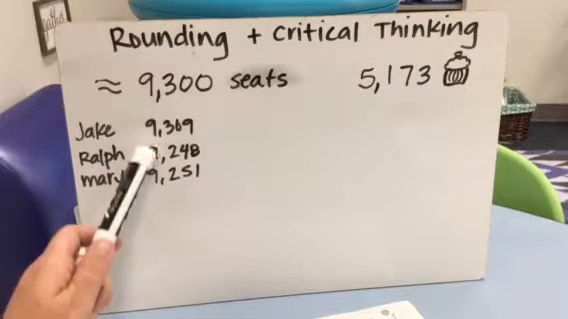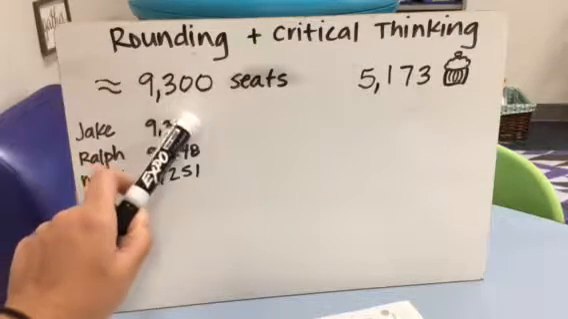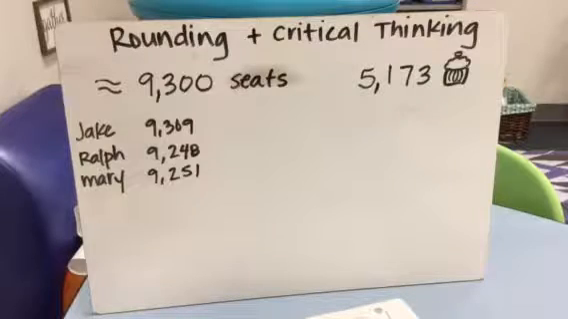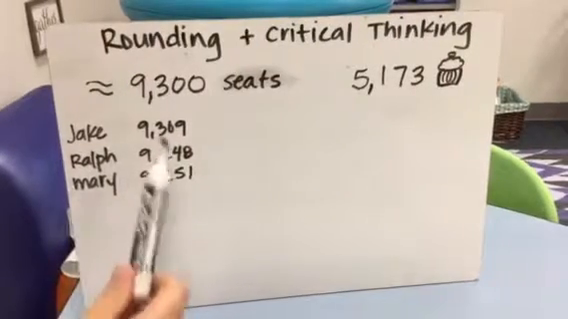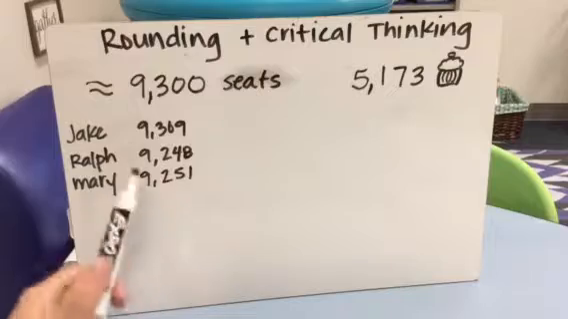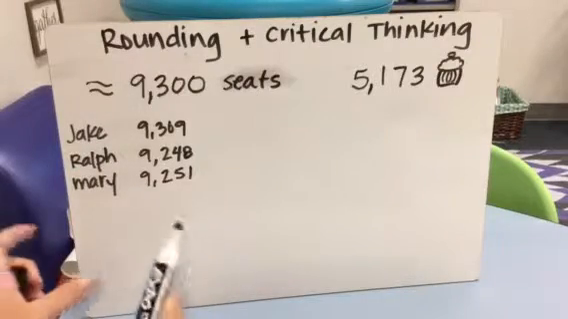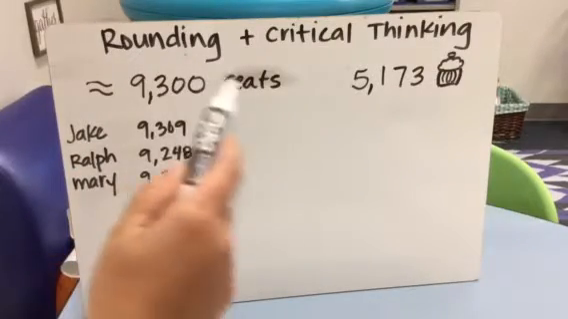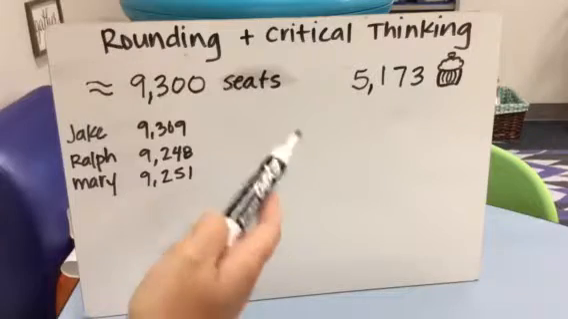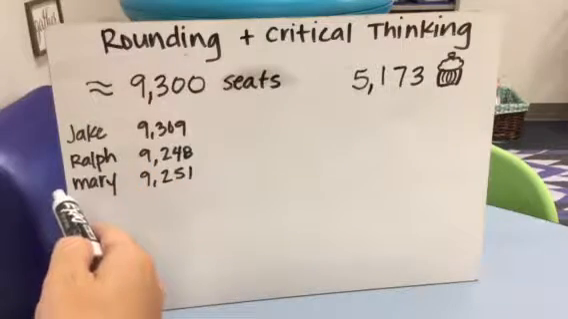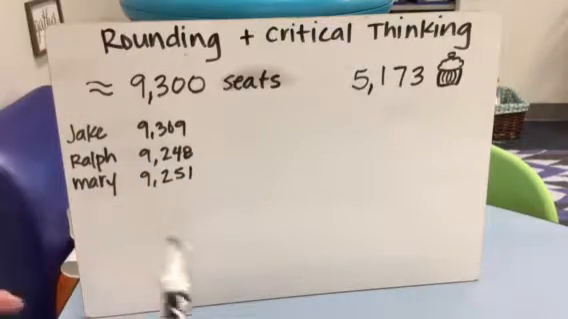So that means which one of their guesses would round to 9,300. If their number wouldn't round to 9,300, then they're automatically not going to be able to try and win those basketball tickets. So that means that we need our number to round to 9,300. Now keep in mind that a number might round up to 9,300, or it might round down to 9,300. So we need to be prepared for both of those.